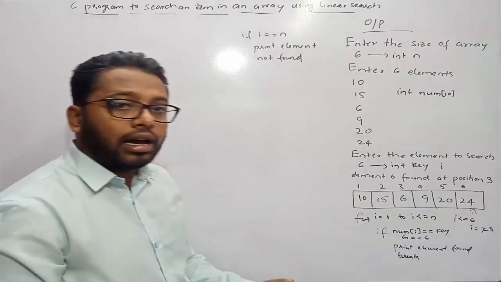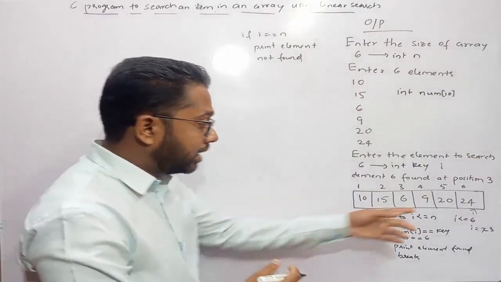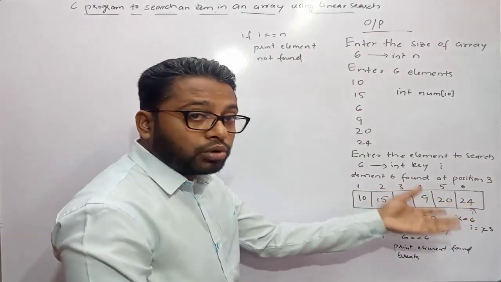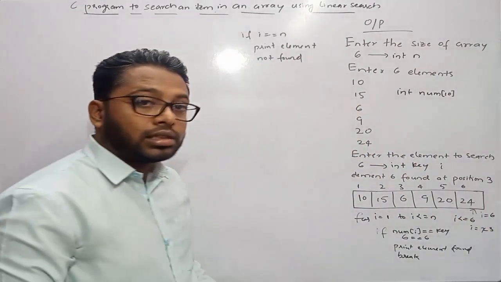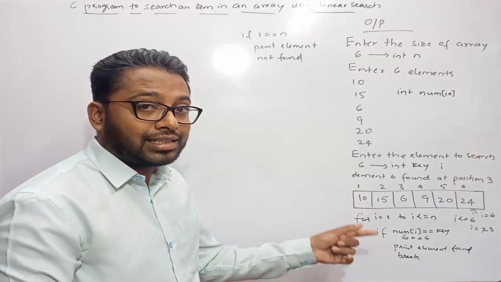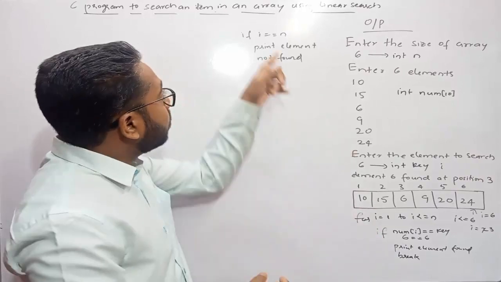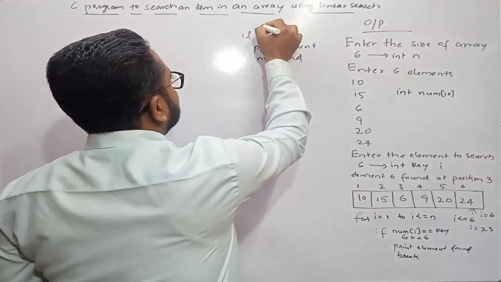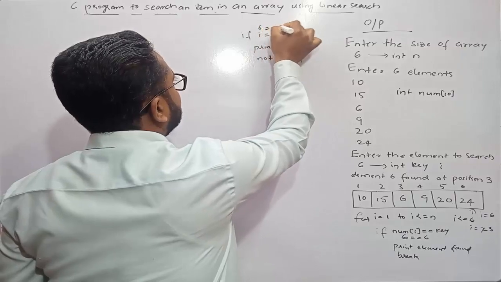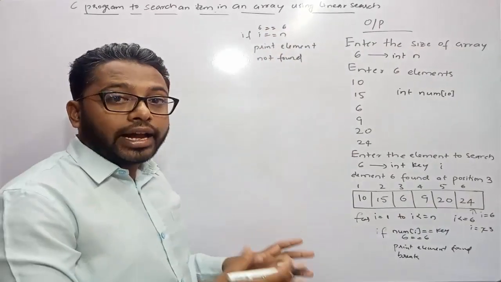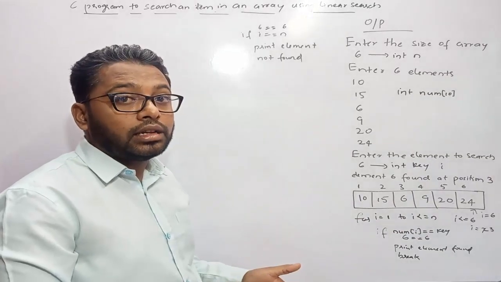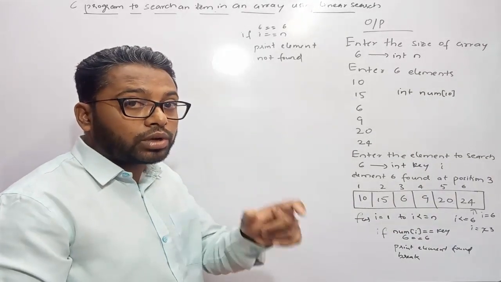Here now I am at the last position, that is the 6th position. Now at the 6th position the value of i is 6. Now that 6 is n. When the i value 6 is equal to 6, that means I have traversed the entire array and still I didn't find the searching item which I'm looking for.